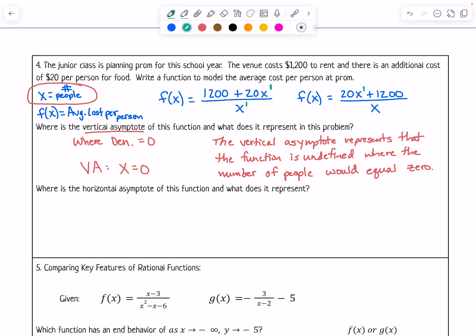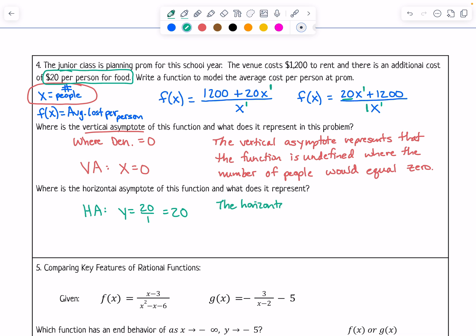because we want to pick out our leading coefficients. Since our degrees, like I said, were both the same, they're both equal to 1, our leading coefficients to help us with the horizontal asymptote would be 20 over 1. So the horizontal asymptote is at y equals 20 over 1, which is just 20. And what this represents is that the average cost per person is going to approach $20. So the more people that come to prom, the more your cost is going to come down and get closer and closer to $20. But it would never be less than $20 because you've got to pay at least that per person for food. So let's write that out.